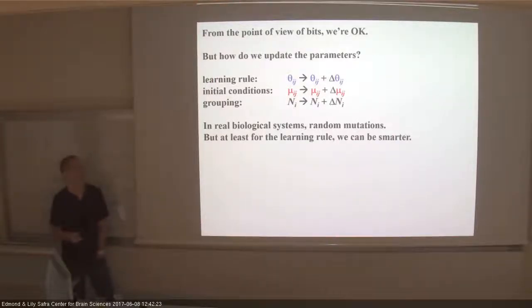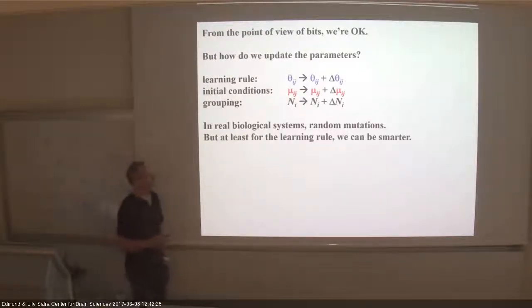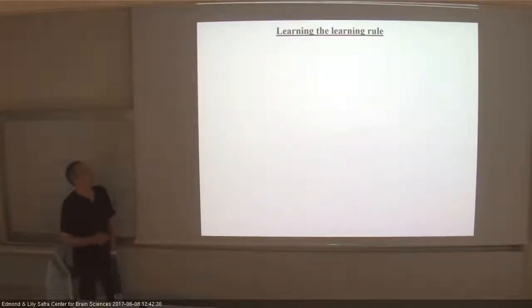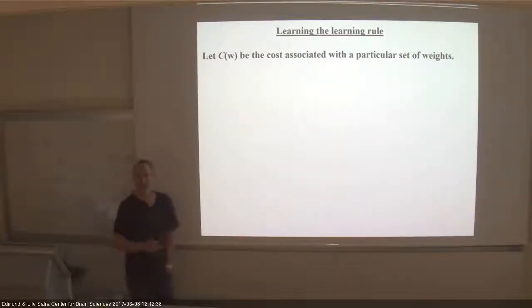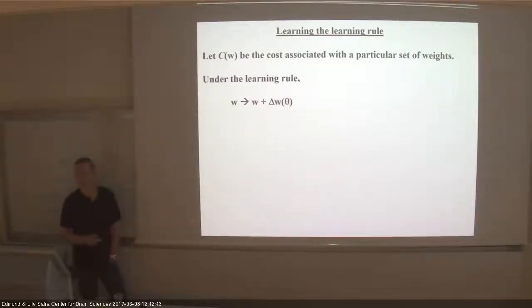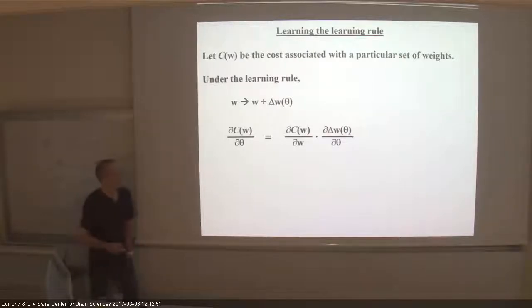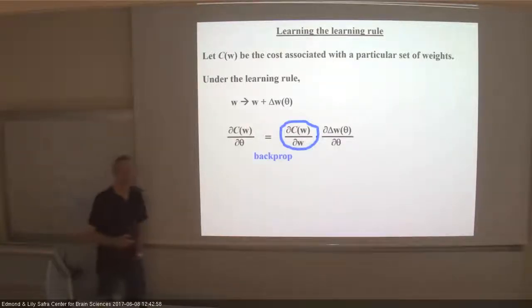And this is what Bengio's 1991 paper did, which my very smart postdoc rediscovered, which is learning the learning rule. And the idea is pretty simple, in hindsight. Let C be the cost associated with a particular set of weights. We're kind of used to that. Sort of an average of the cost over all the training examples. And the learning rule, we let W go to W plus delta W. This depends also on activity, but I'm just writing the theta dependence right now. And we can differentiate with respect to theta, right? That's dC/dW times dΔW/dθ. This is our learning rule. And that's backprop, right?